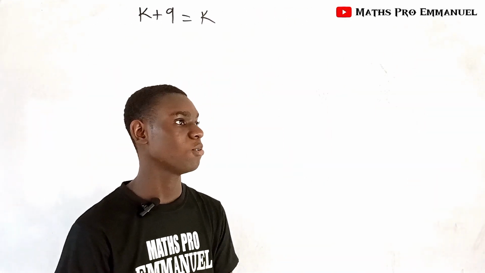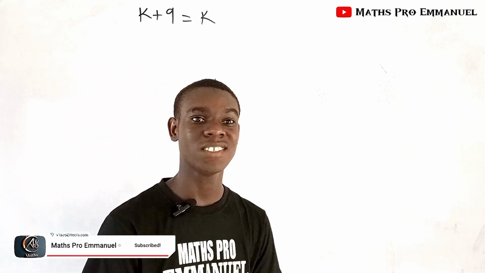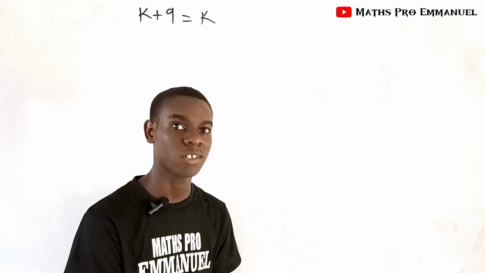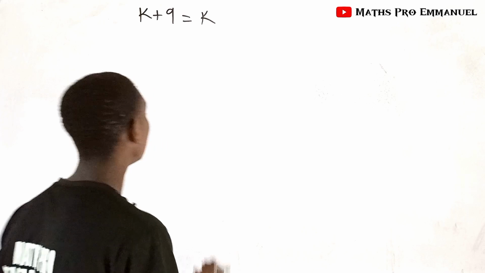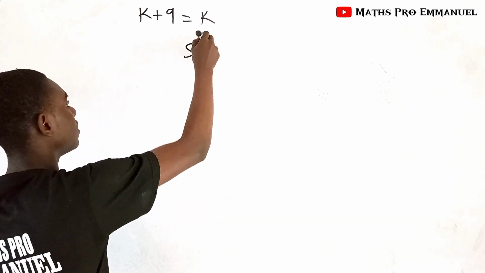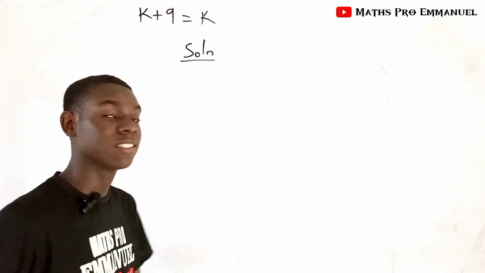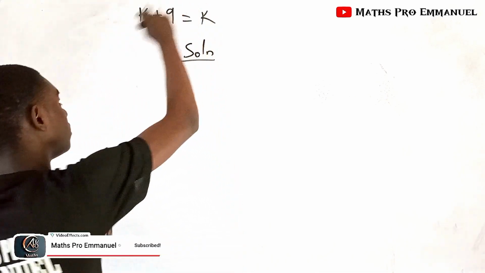Okay, so now let's start solving it. I'll start by using the general method of solving a linear equation, because this is actually a linear equation. We all know that in solving an equation like this, I would subtract k from both sides, or I'll just move k here.